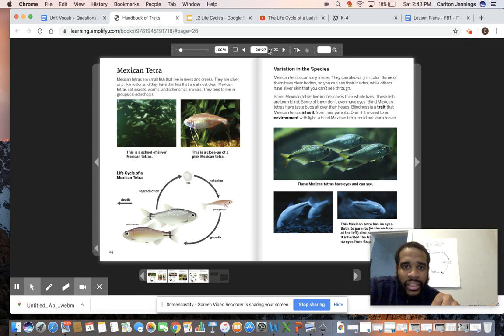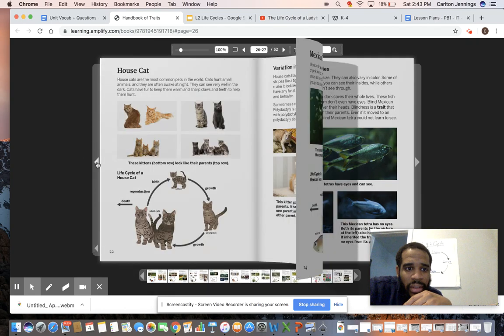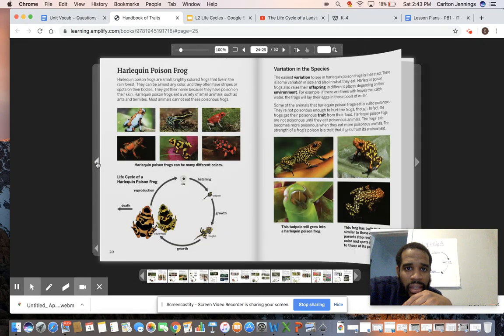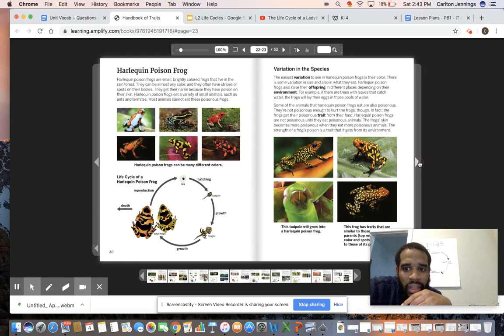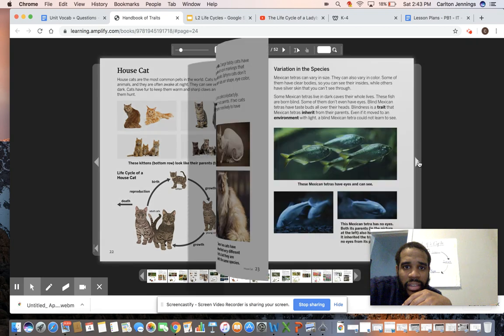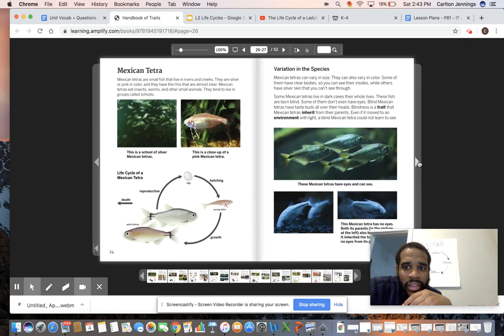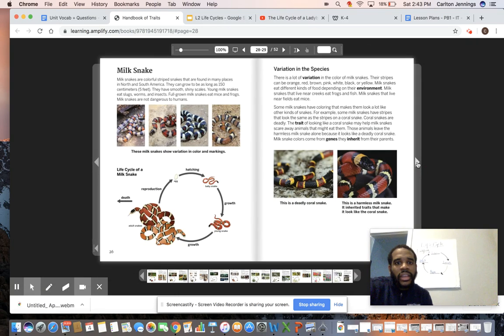This is Mexican tetra. I know I'm looking for the milk snake. Might be after that because this isn't. Milk snake. All right, so milk snake. I would end up right.